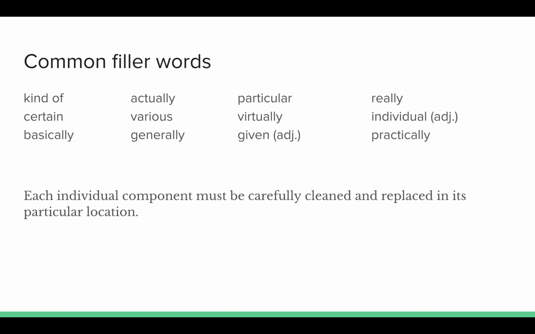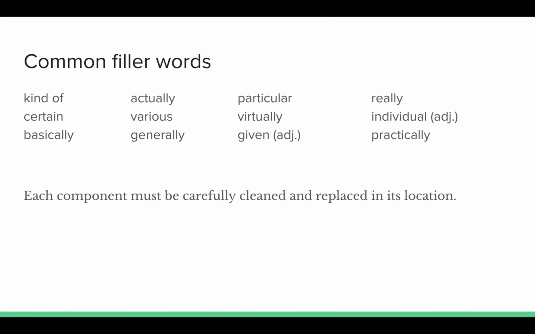Okay, let's take this one on together, and you can revise this in your notes as we go. Each individual component must be carefully cleaned and replaced in its particular location. Okay, well, if we compare this to our list, we can see that individual and particular appear in this sentence. Okay, so when we take these out, we're left with this. Each component must be carefully cleaned and replaced in its location. That is so much better. Okay?